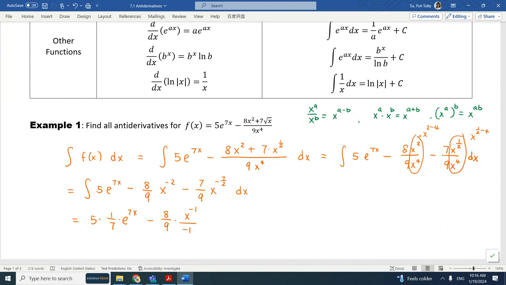Yes, that's the second term. Keep going. The third term, constant multiple, stays here. Okay, this is power function. When you add 1 to the power, what do you get? Good, -5/2. And then you divide it by the new exponent, which is, yeah, -5/2. And then don't forget plus C. You put plus C at the end.